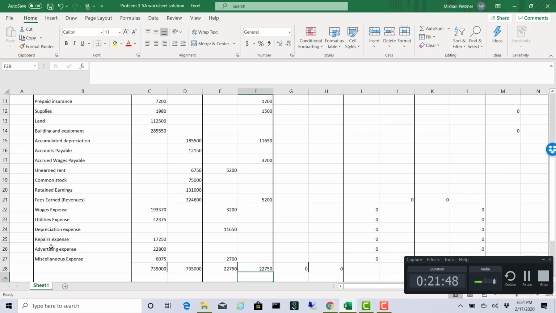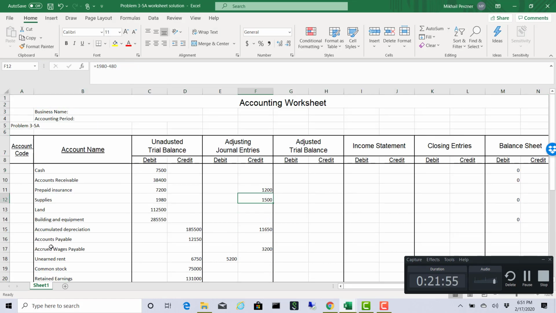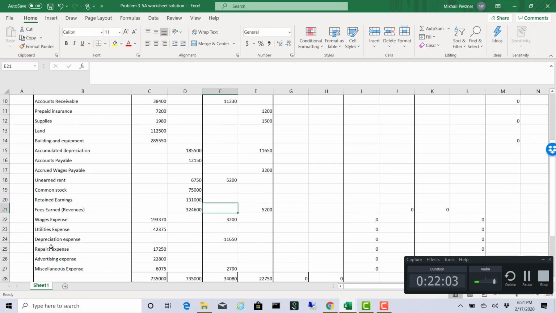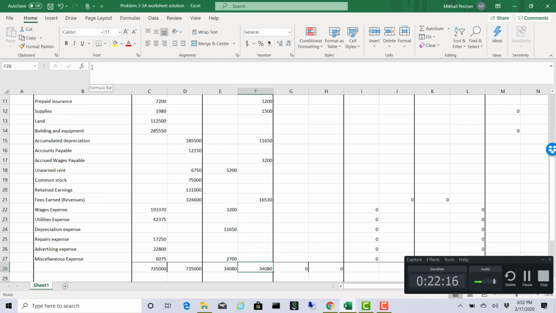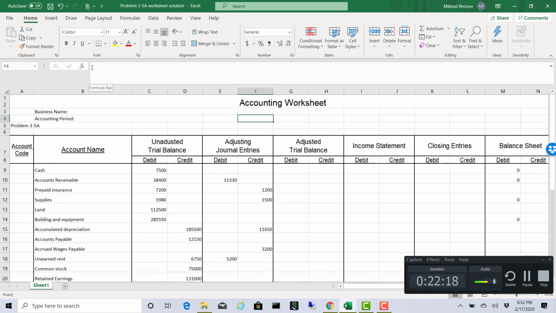And finally, fees earned but unbilled. We said this is like I forgot to send my invoices for my revenues. I'm not a good business person. If I do that, that's bad. So debit to accounts receivable of 11,330 and credit revenues, fees earned, and I'm going to combine it with the one that I have here, plus 11,330. Okay, so this column are all my adjusted entries.